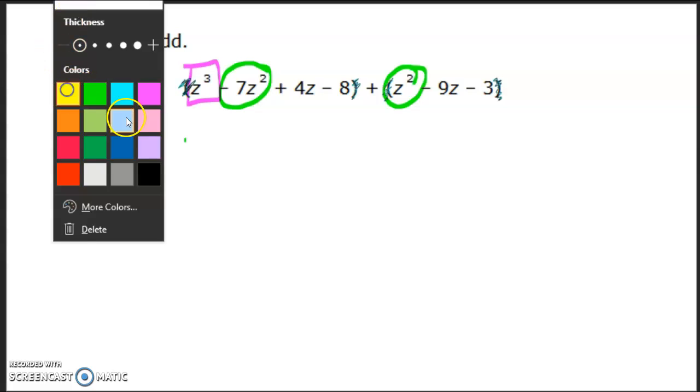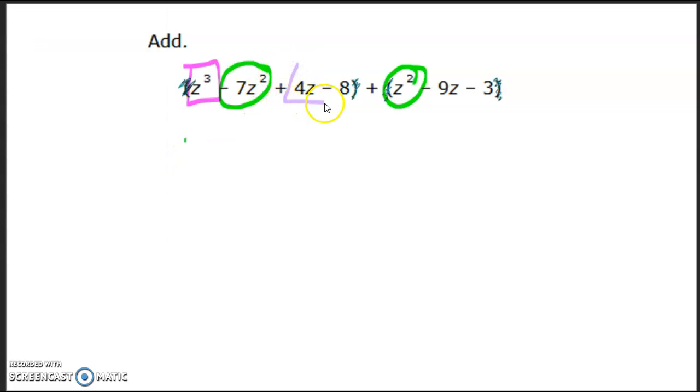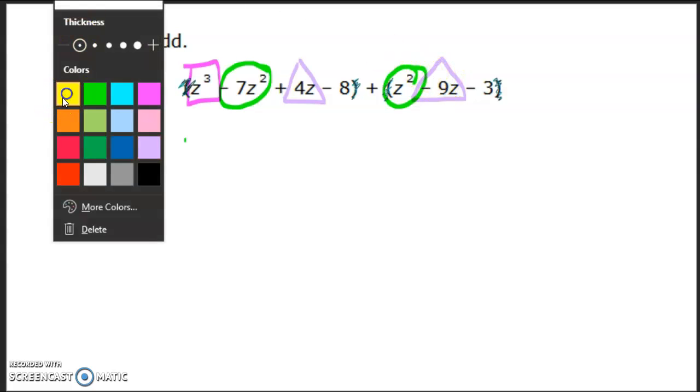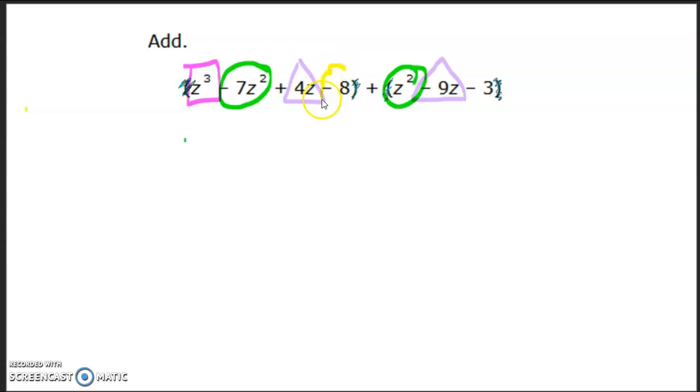Okay, let's pick another color. 4z. Oh, we did gray. So we're going to go down the line to see if there's anything with just a z, and there is. There's a -9. Please do not forget those negatives, okay? They are attached to the numbers. And then our very last one, we'll do in a cloud, which is -8 and -3. They are like terms. So let's go ahead and combine them.